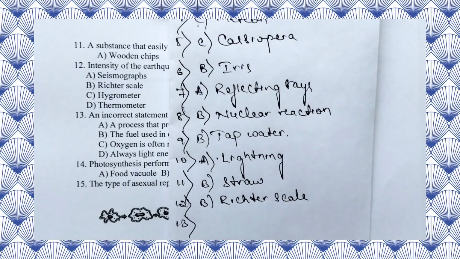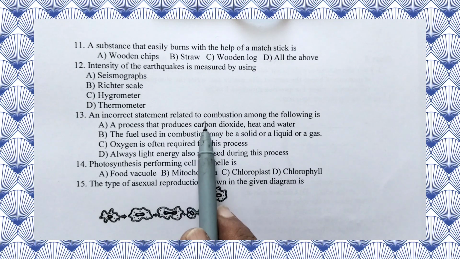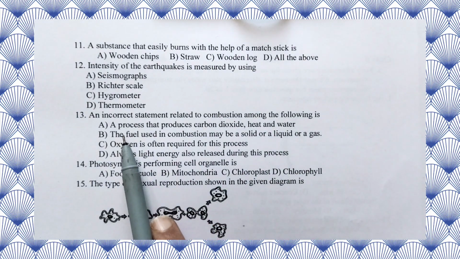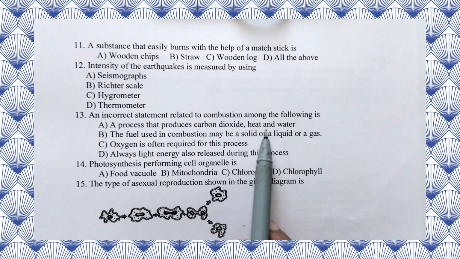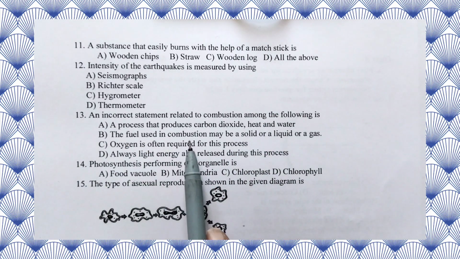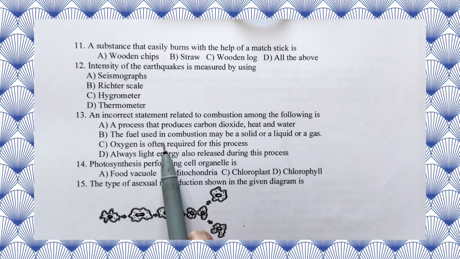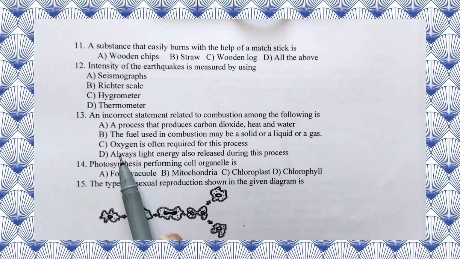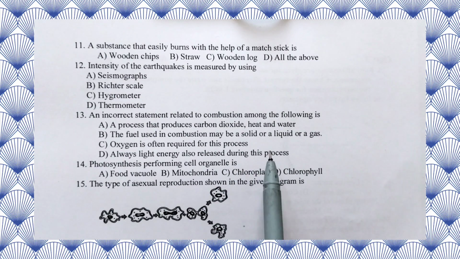Now let us move to the 13th question. An incorrect statement related to combustion among the following: it is a process that produces carbon dioxide, heat and water. It is right. The fuel used in combustion may be solid, liquid or a gas. So it is also right. Oxygen is often required for this process. Light energy is also always released during this process.